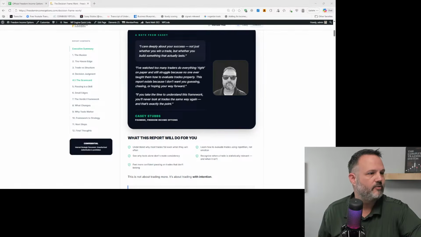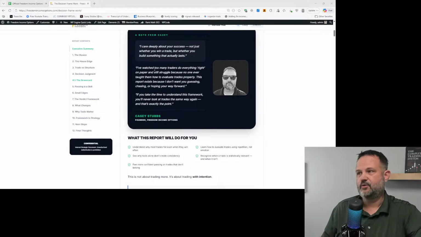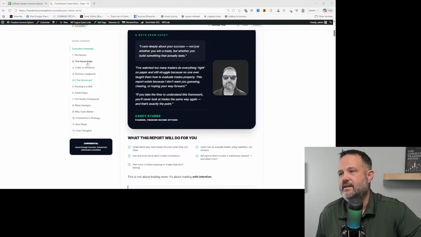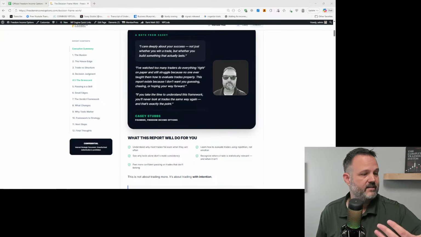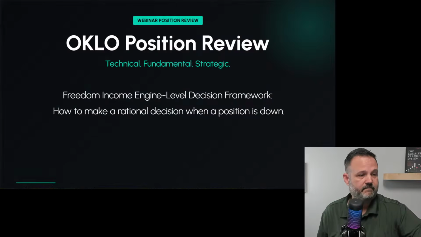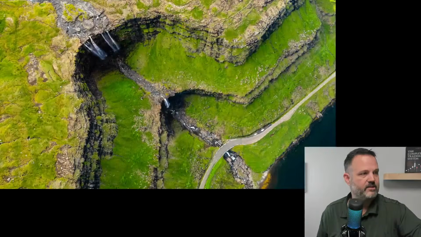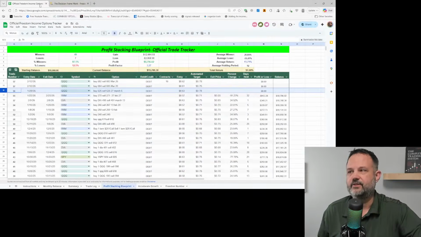I'm also going to go over our new scanner that I'm looking at releasing as well. Okay, because I got a new scanner. I'm very excited about that. So we're going to go over the scanner and over the decision-making framework. And so I'm going to go over an actual trade that we are in, and we're going to talk about it. And so let's look at the spreadsheet first.